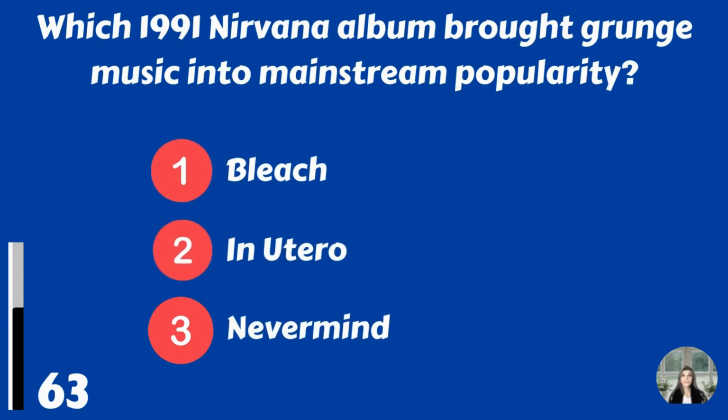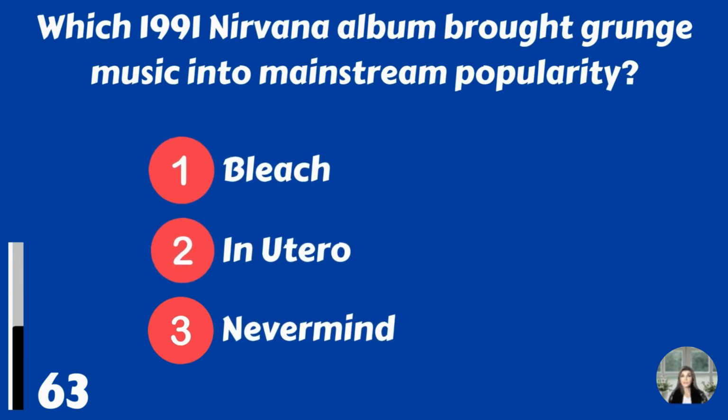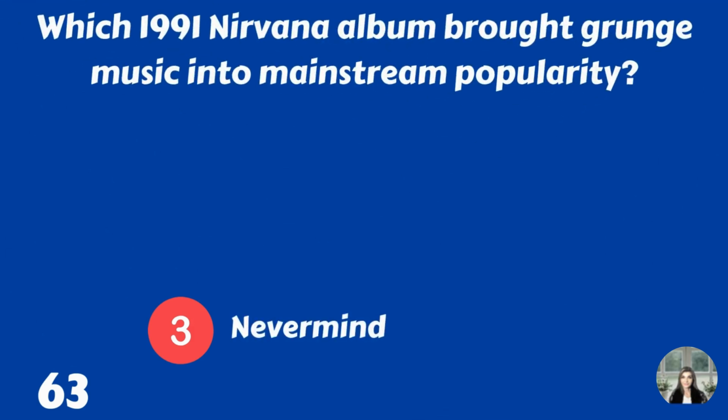Which 1991 Nirvana album brought grunge music into mainstream popularity? Bleach, In Utero, or Nevermind? Nevermind.